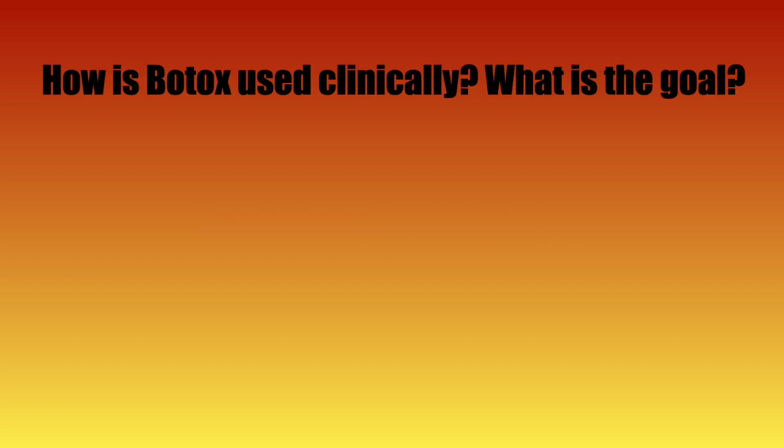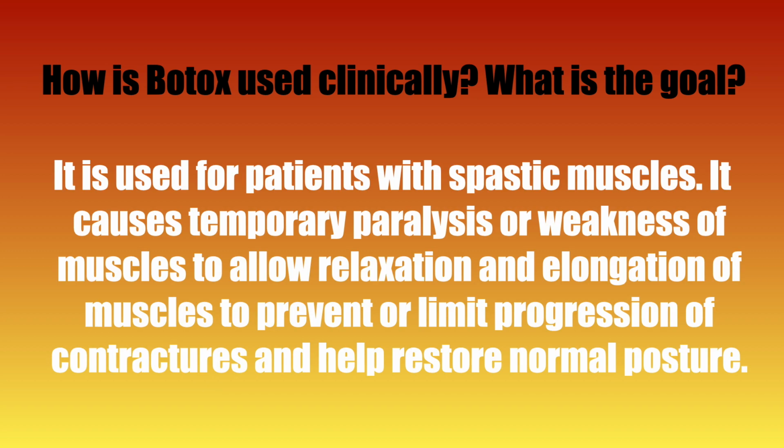How is Botox used clinically? What is the goal? The answer is, it is used for patients with spastic muscles. It causes temporary paralysis or weakness of muscles to allow relaxation and elongation of muscles to prevent or limit progression of contractures and help restore normal posture.